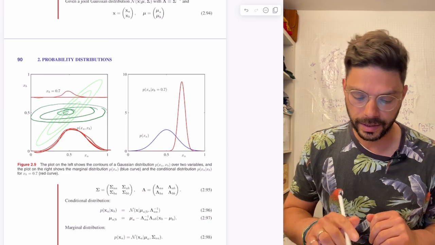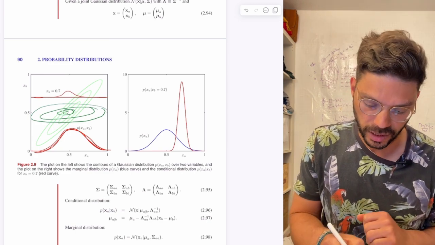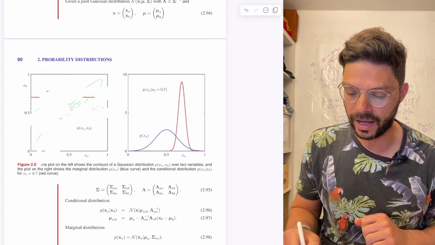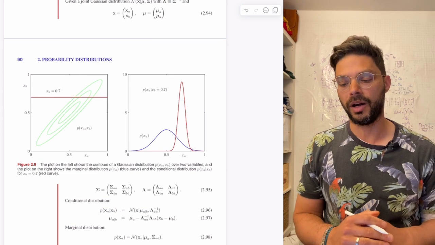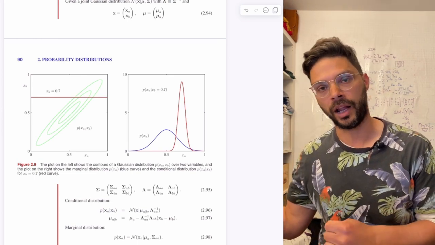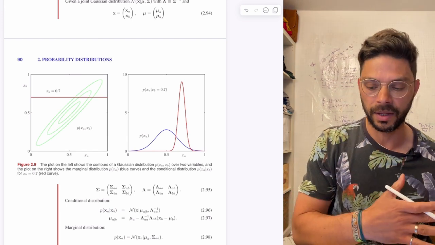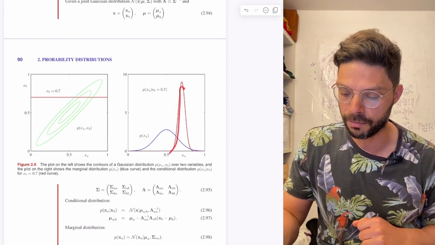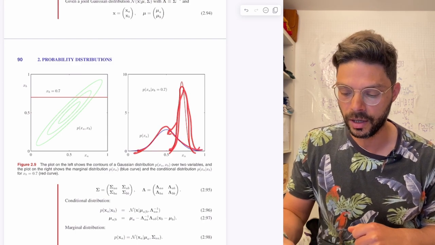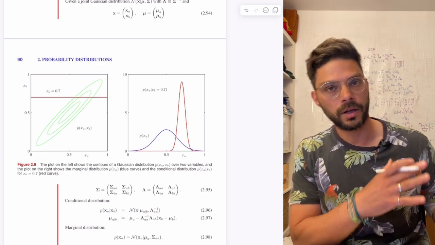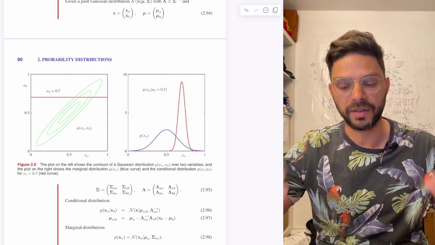But in the example that we're given here, we have this positive correlation between the two variables, which means that me telling you something about x of b tells you something about what x of a is going to be. Therefore your conditional distribution does not look like your marginal distribution. It's actually been shifted because of the evidence you've observed.